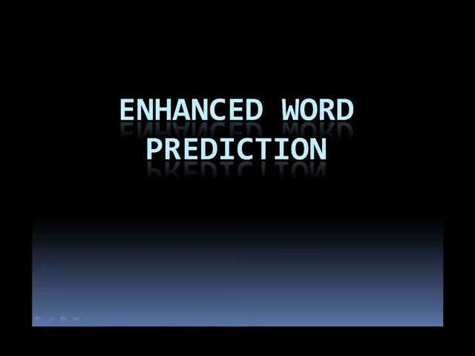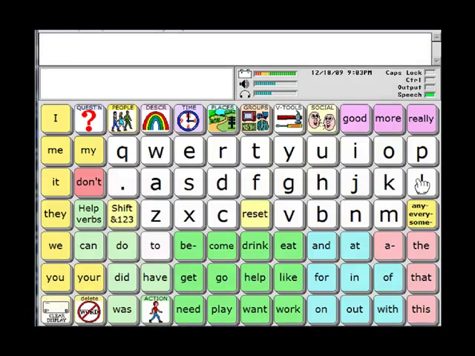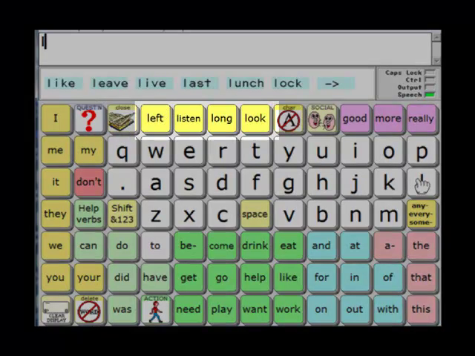Third, enhanced word prediction, meaning special features in addition to the word prediction provided by the software that is pre-programmed in the device. Let's see how this works. One way is by the use of word predictor keys. When a user types a letter on the on-screen keyboard, Wordpower provides 4 to 6 additional high-frequency words that begin with that letter. Notice the words that appear when the user chooses the letter L.